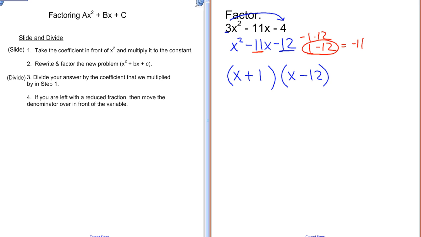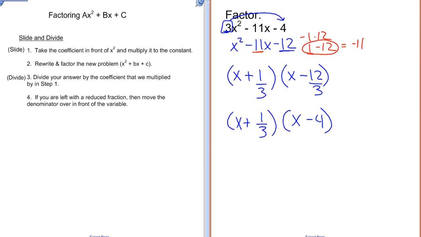Now step three, this is where the divide comes in. You divide your answer by the coefficient that we multiplied in step one. In step one, we multiplied this 3 right here. So now I'm going to divide my answer by 3. So I'm going to take both of these and I'm going to divide them by 3. Well, that leaves me with x plus 1/3. It doesn't reduce, so it's just x plus 1/3. And negative 12 divided by 3 is negative 4. So step 3, we divided by our a, which was 3.